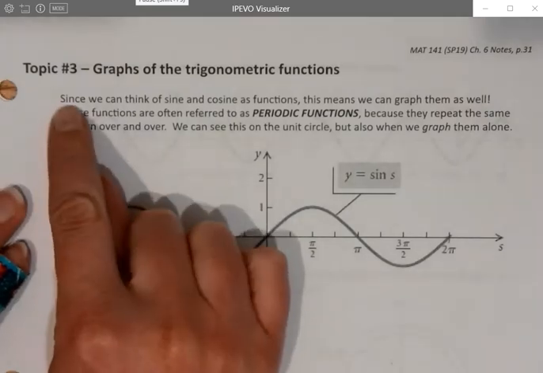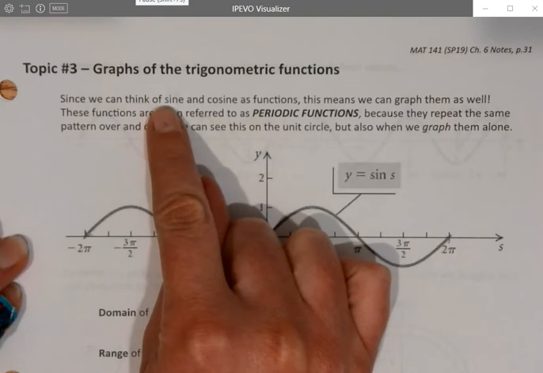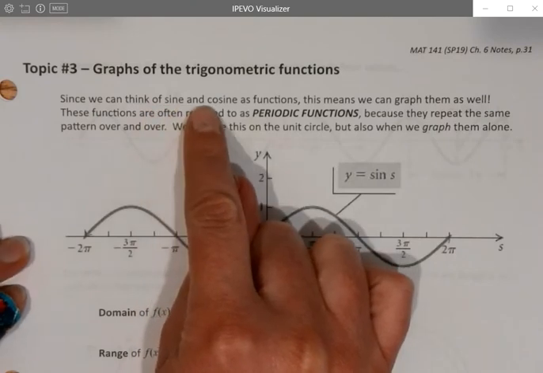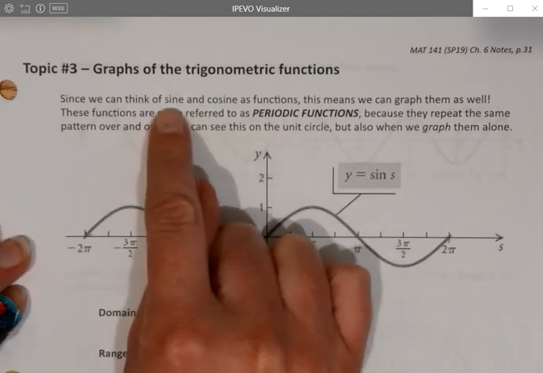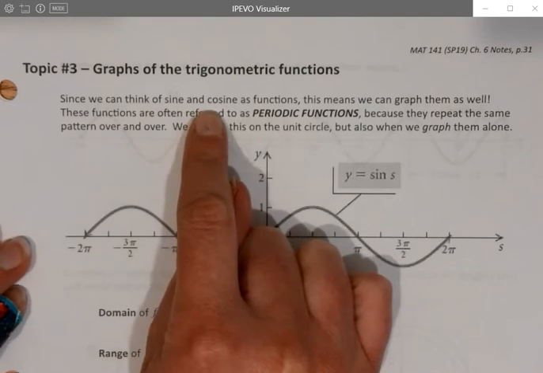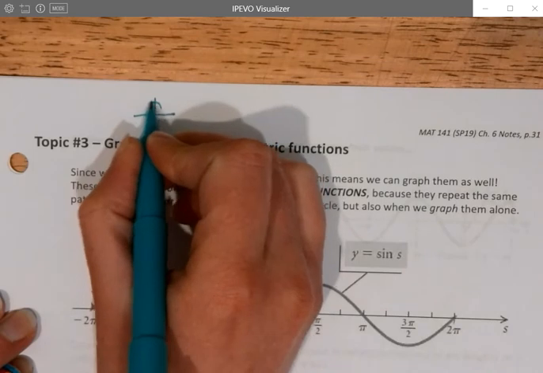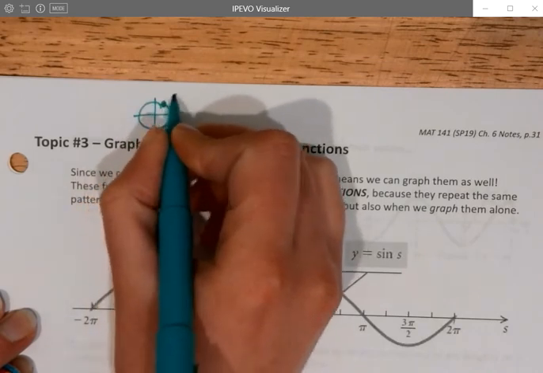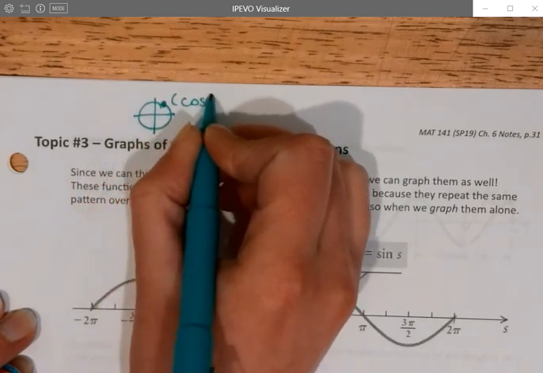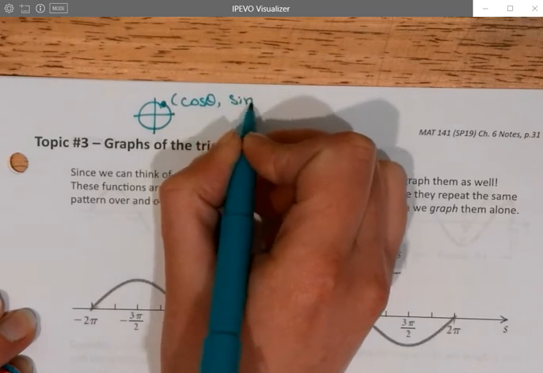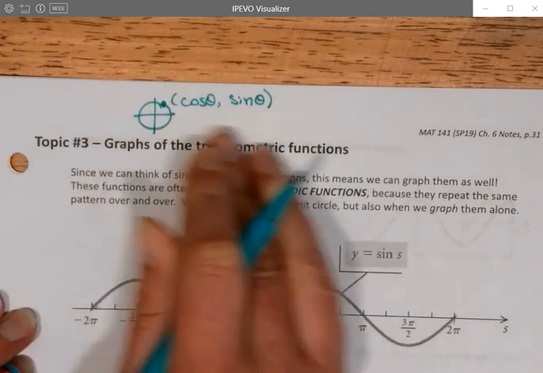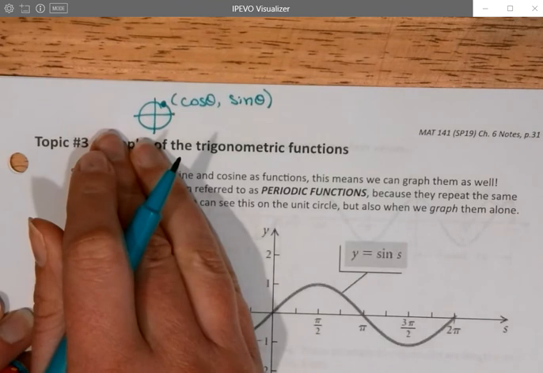Since we can plug any angle into the sine and cosine functions, we can graph just the sine function or just the cosine function. Remember that the unit circle itself is actually graphing them with respect to each other, because an ordered pair is something like the cosine of an angle, comma, the sine of an angle.